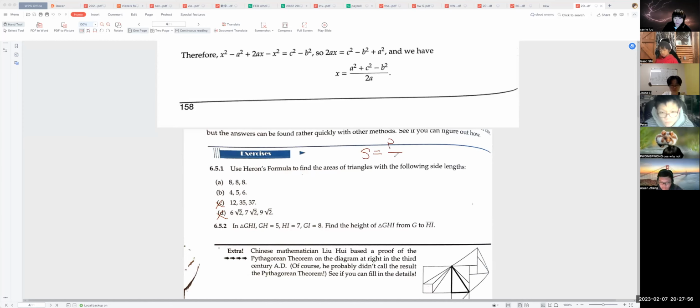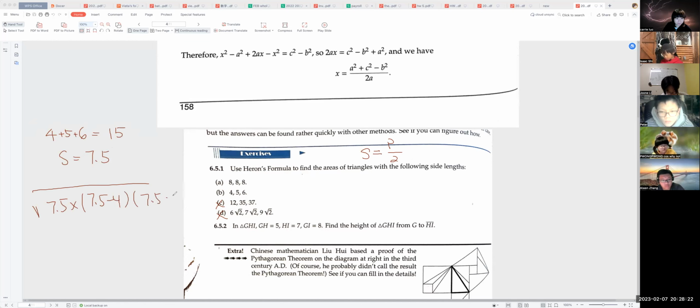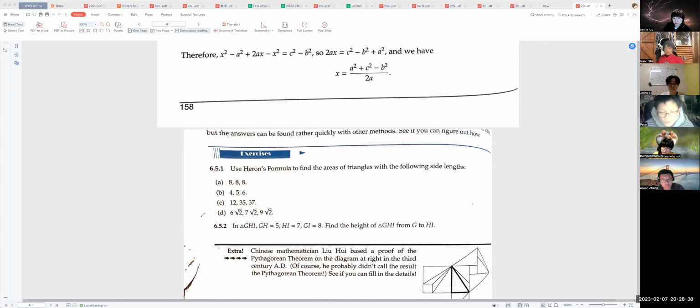Okay, so for the area of the triangle, for instance, I'm just using 4, 5, 6 as an example. So first, you need to calculate the perimeter of this one, which is 15. So S equals 7.5. Okay, so the area equals 7.5 times 7.5 minus 4 times 7.5 minus 5 and 7.5 minus 6, multiply them together and take the square root. So that is the area of this one. Okay, everybody, you're allowed to use a calculator. So all you need to do is just C and D.